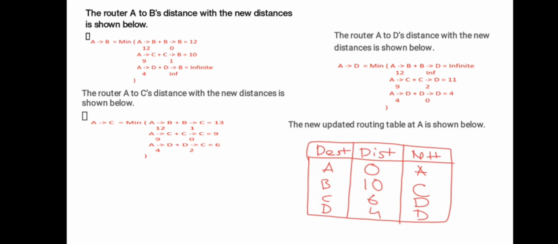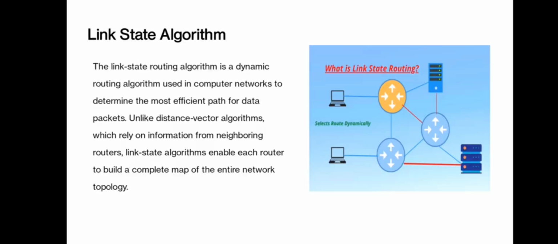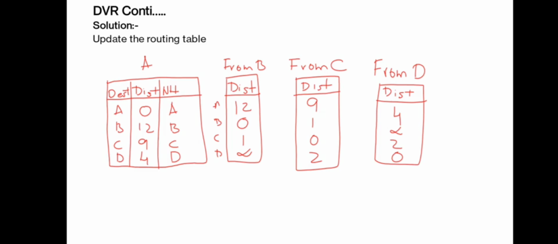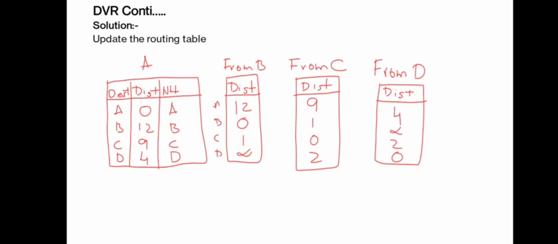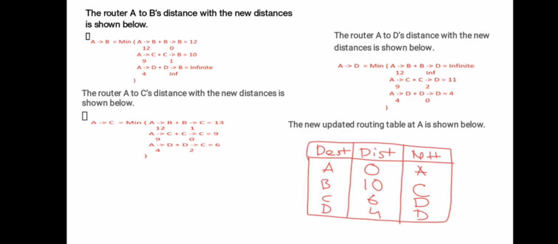And second is the router A to C's distance with new distance. It is the same as we first created A to B, so it is A to C. There we find the neighbor nodes of A, which are A to B, A to C, and A to D. So same like this we find their distance and we put their new distance in the new updated routing table. It is the process of the distance vector routing algorithm.